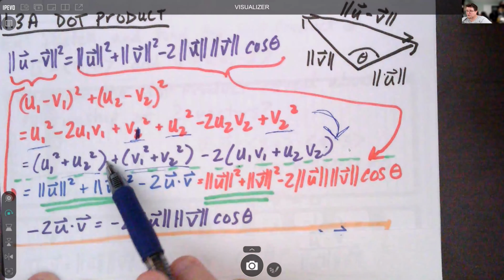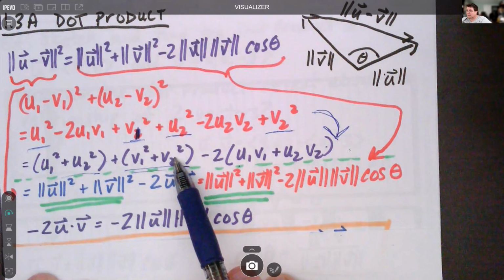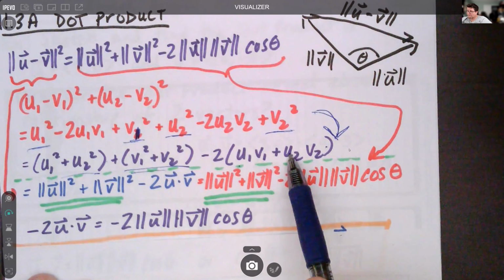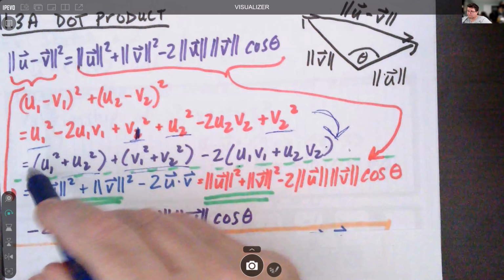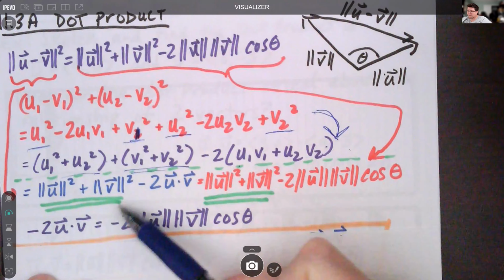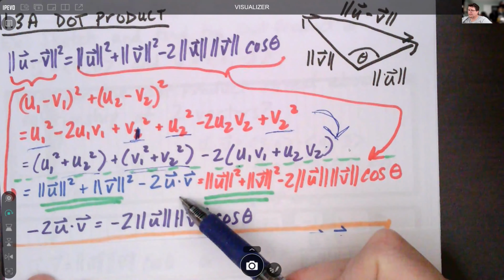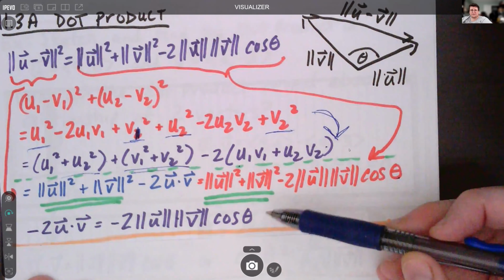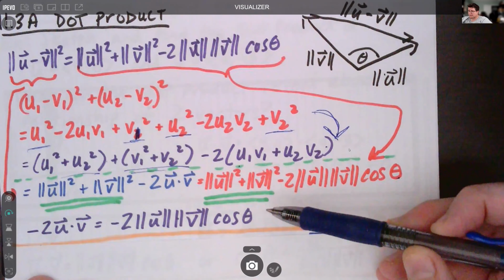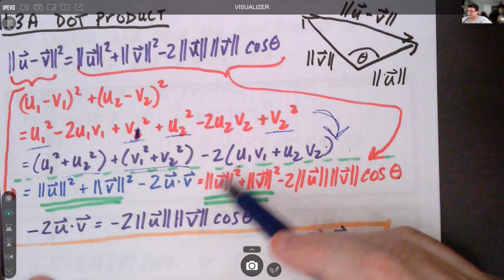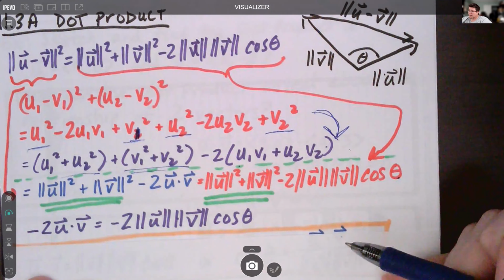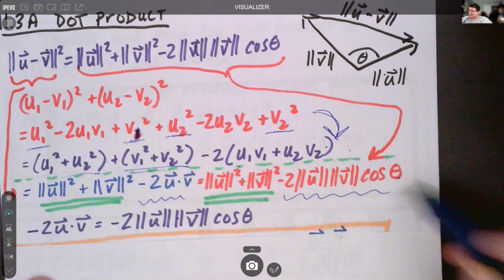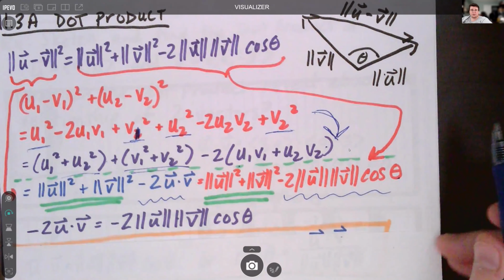This is the norm of u squared. This is the norm of v squared. And this is u dot v. So I've rewritten the left side right here: norm of u squared plus norm of v squared minus 2 u dot v. We still have the right-hand side. You'll notice we have the norms of u squared plus v squared on both sides. They are real numbers, so we subtract them from both sides and they cancel out. And we're left with minus 2 u dot v is the same as minus 2 norm of u, norm of v, cosine theta.